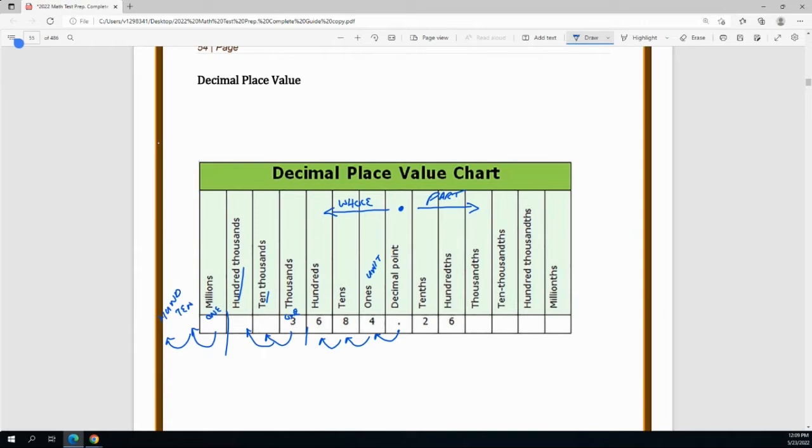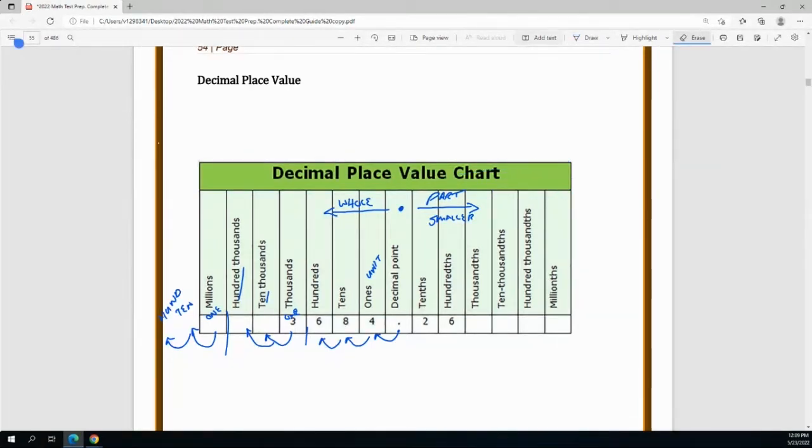Now, as you move from the decimal point to the left, you're getting bigger. As you move from the decimal point to the right, you're getting smaller. That means that something located way over here is smaller than anything before it.